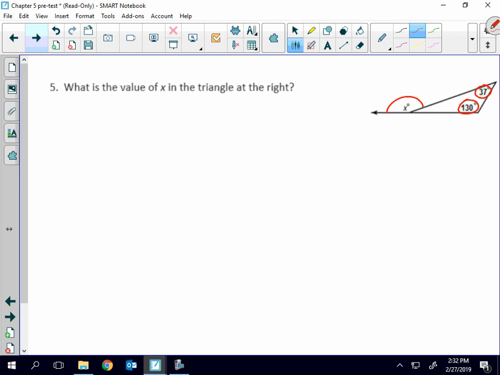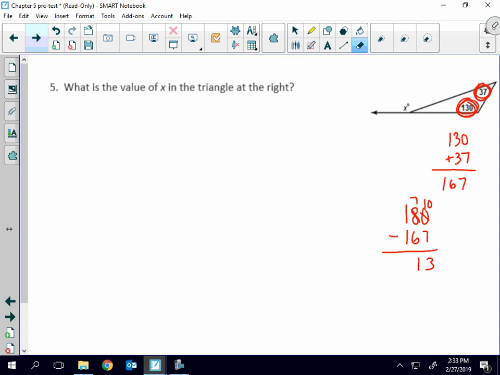All right, if I know two angles inside a triangle, I can find the third angle by subtracting the two that I know from 180. So let's add up 130 plus 37. We know how to do this part. This is 167. That's these two angles added together. So the third angle is just 180 minus the 167, which will give us 13. So this little angle inside is 13 degrees.